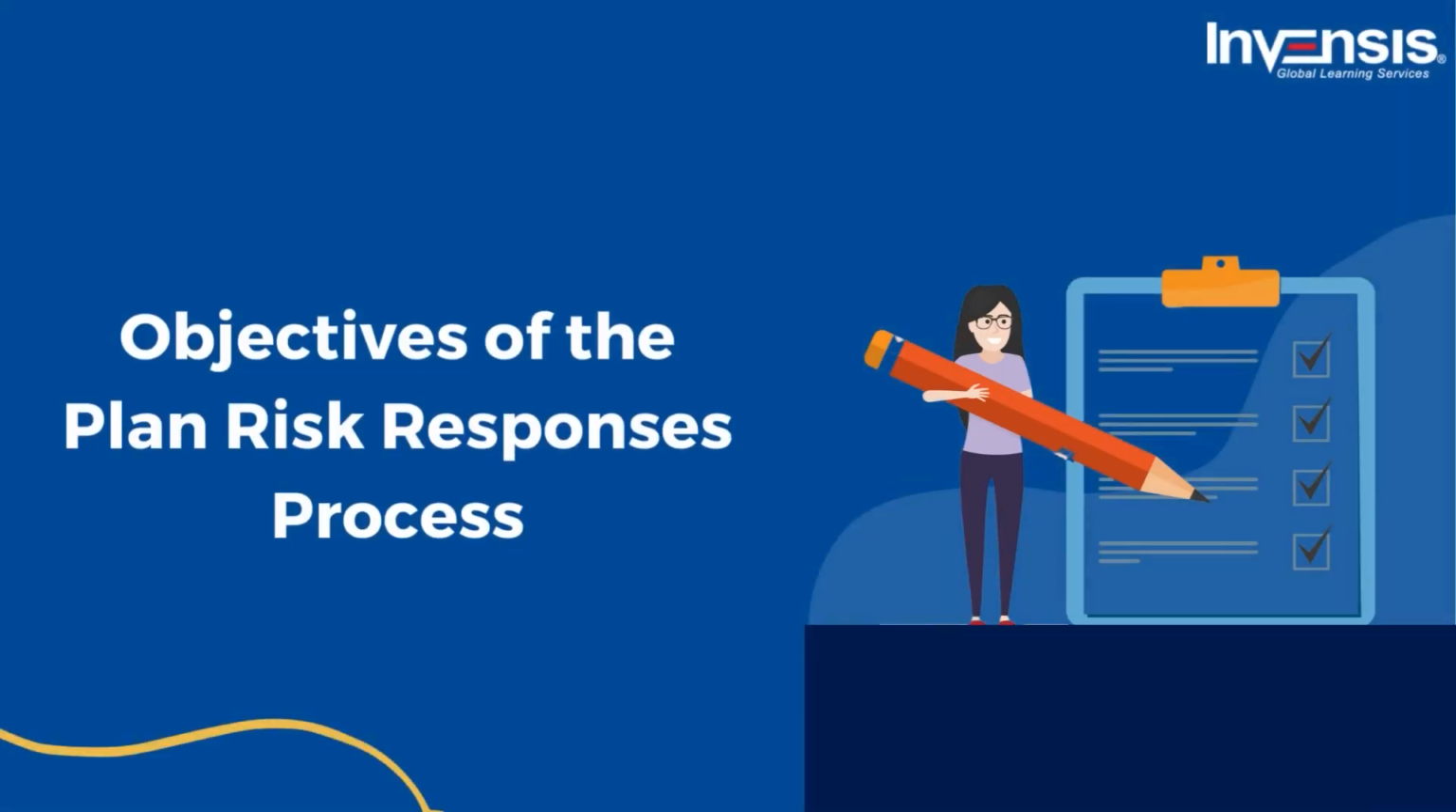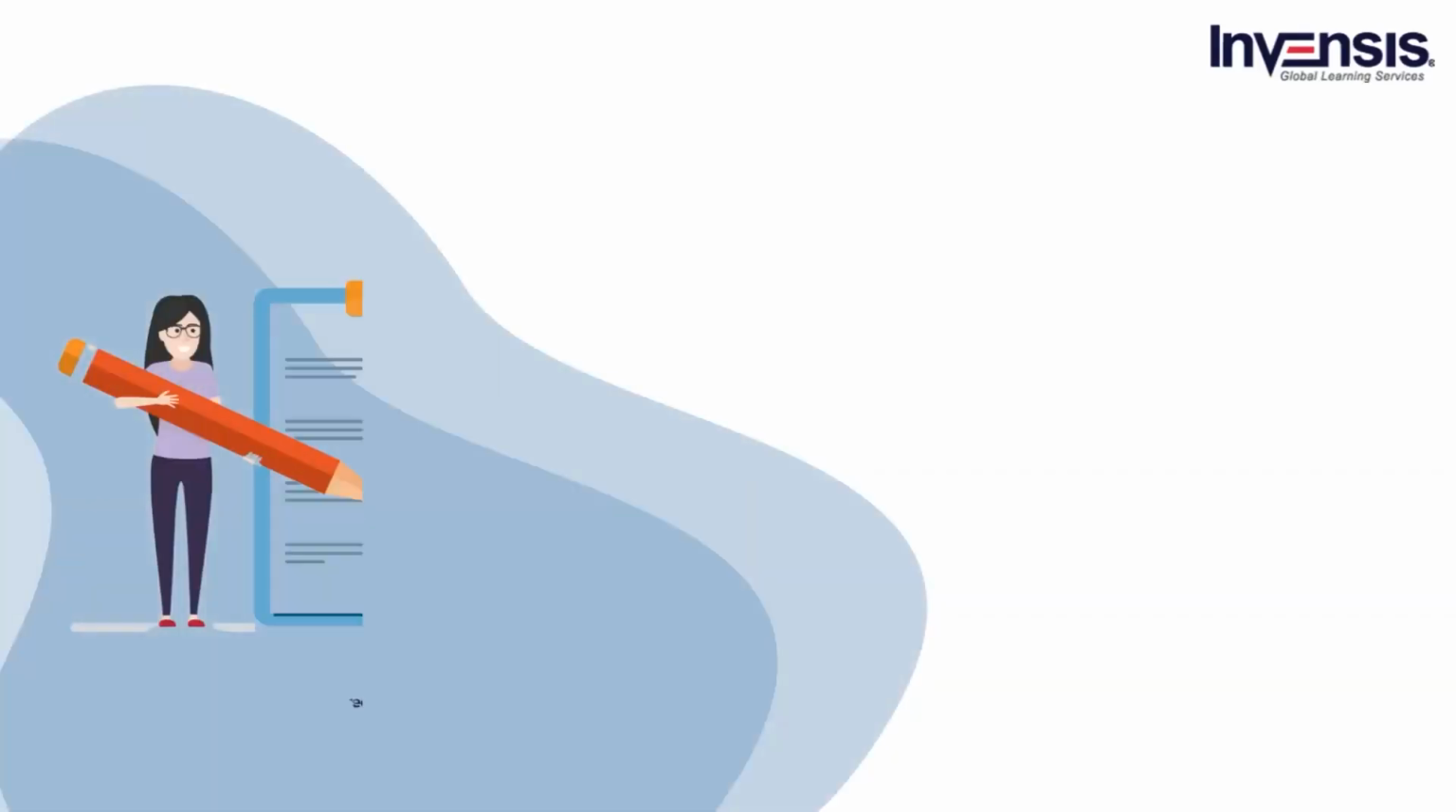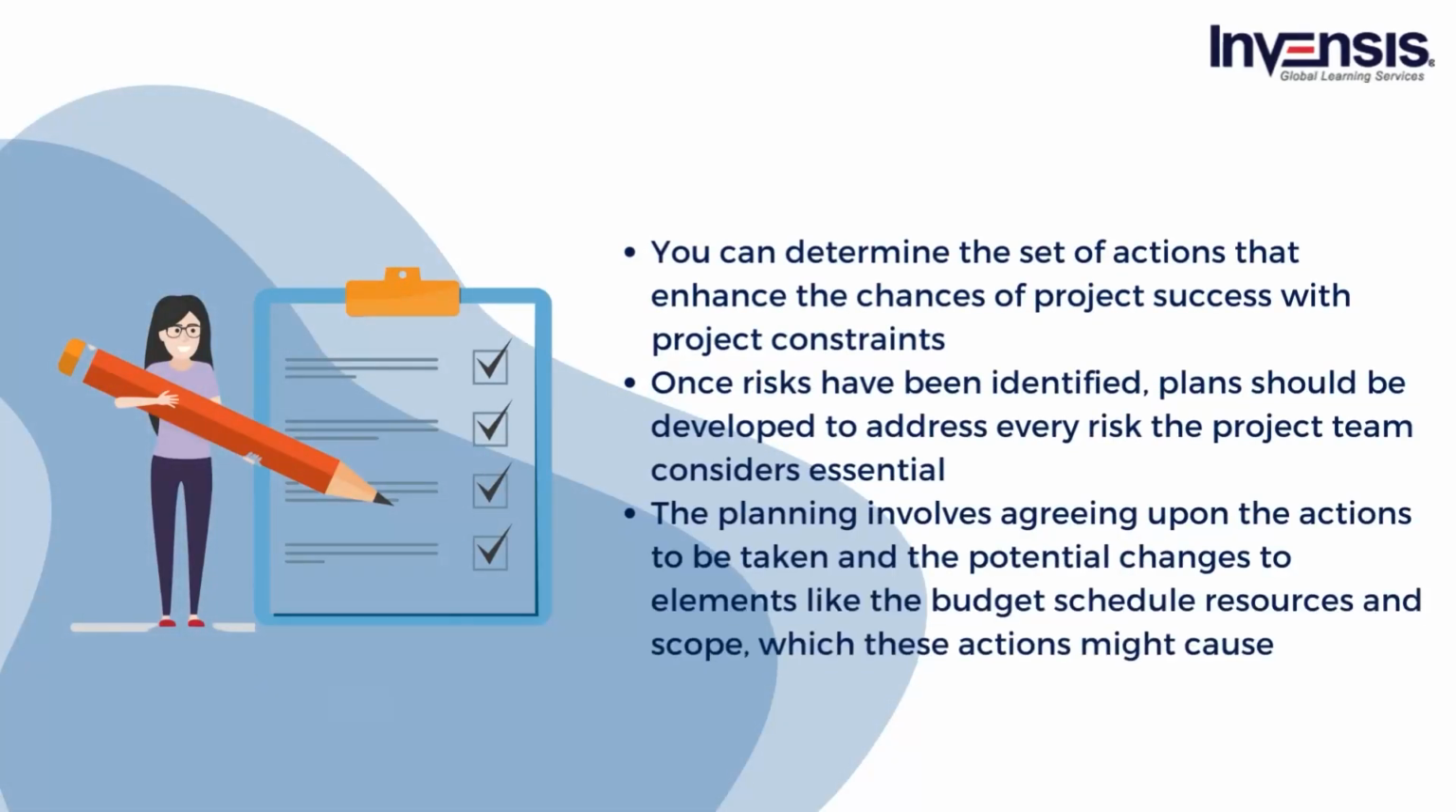Let us talk about the objectives of the plan risk responses process. You can determine the set of actions that enhance the chances of project success within project constraints. Once risks have been identified, plans should be developed to address every risk the project team considers essential. The planning involves agreeing upon the actions to be taken and the potential changes to elements like the budget, schedule, resources, and scope, which these actions might cause.